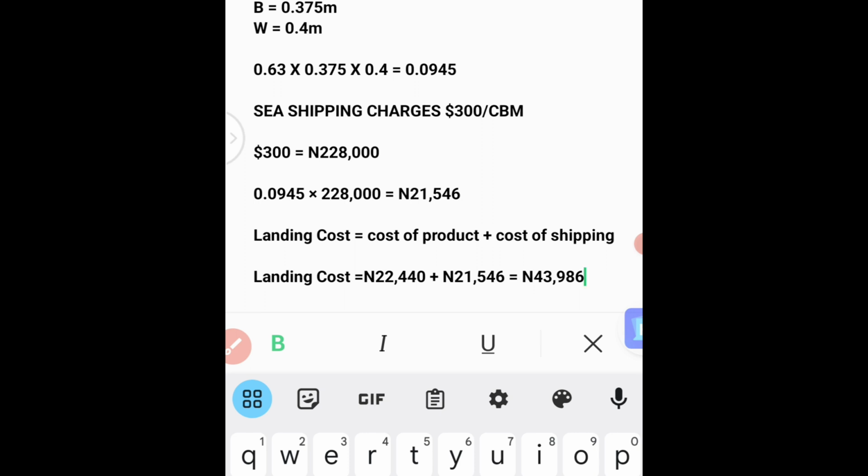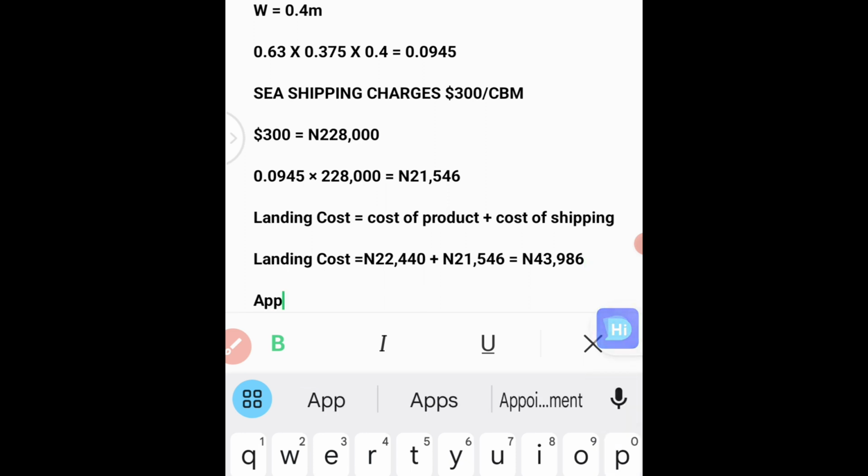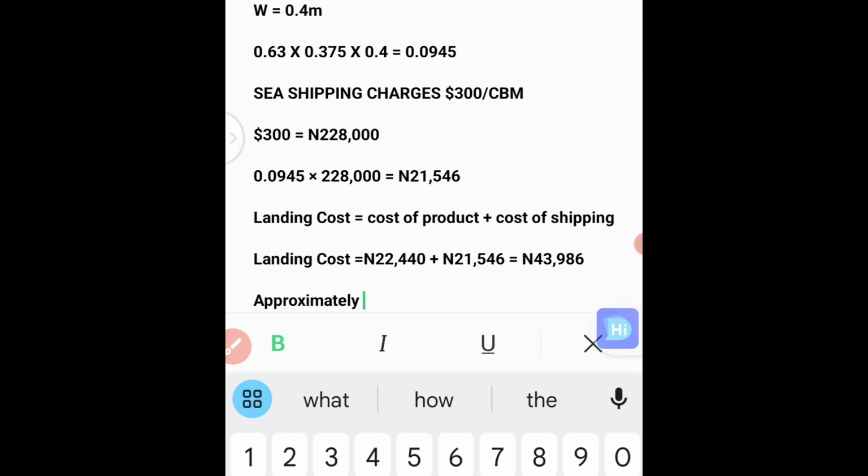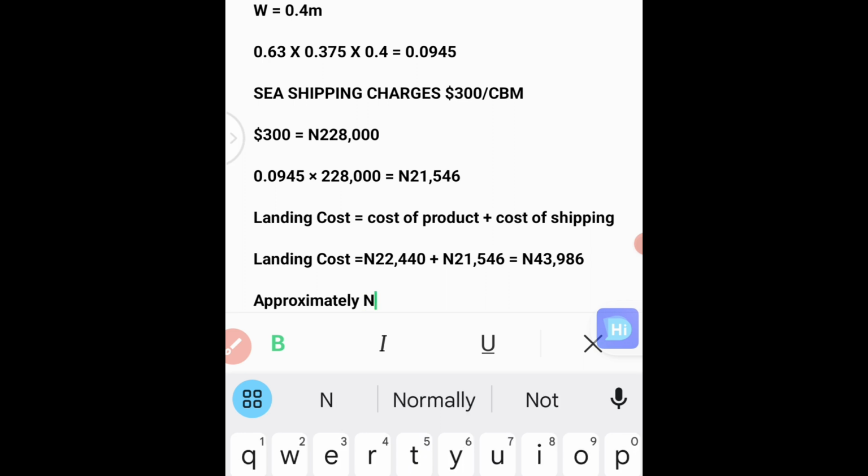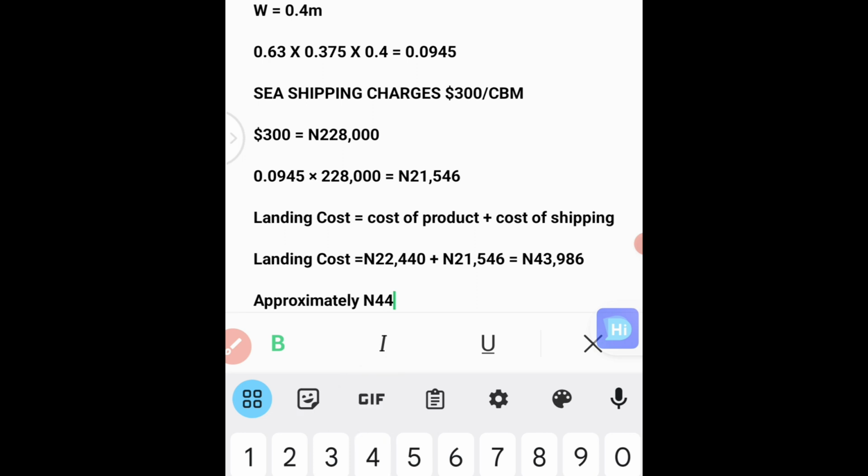Let's copy this. In fact, if you want to approximate it to the nearest thousand, it will be 44,000. Let's just approximate it. Everything is approximately 44,000. So this is my landing cost.